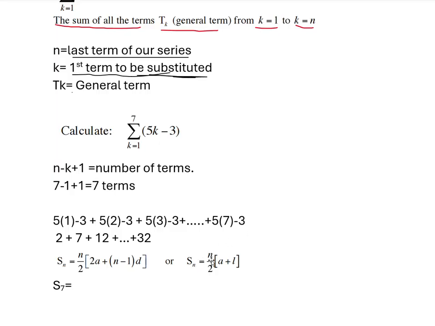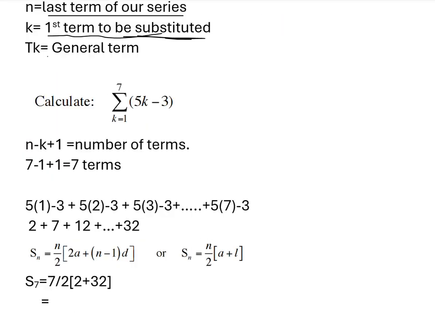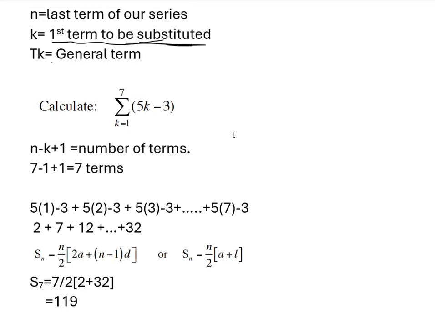n is the number of terms. Remember, we have 7 terms. Then you divide by 2. Then 7 divided by 2. Then you open your bracket. a is the first term. So what's our first term? Our first term is 2. Then I say 2 plus what's the last term? The last term is 32. Then you get your answer. Simplify, use your calculator and get your answer. So the answer is 119. So this is your final answer.